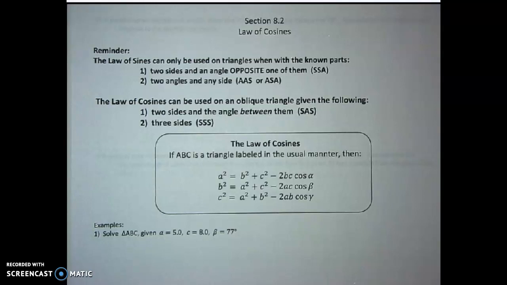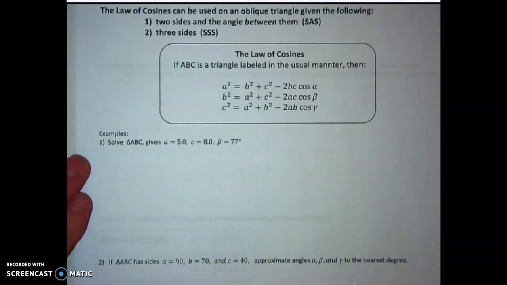The law of cosines now can be used on an oblique triangle given two sides and an angle between them, so side-angle-side, or if you're given all three sides, so side-side-side. And here we have the law of cosines, and if we were in class, I would go over a relatively short proof for these, but since we're doing this on video, we are just going to jump into the problems.